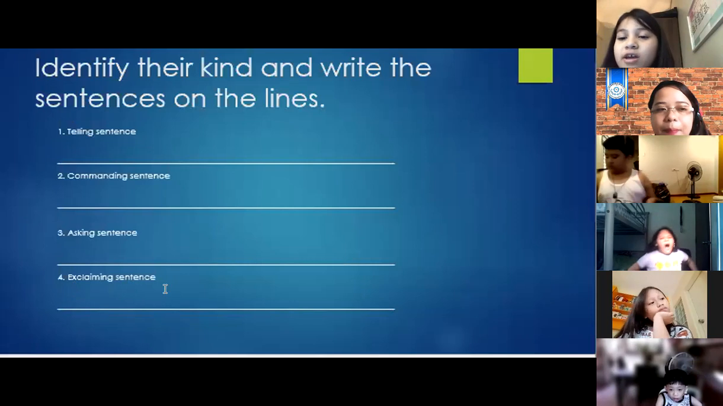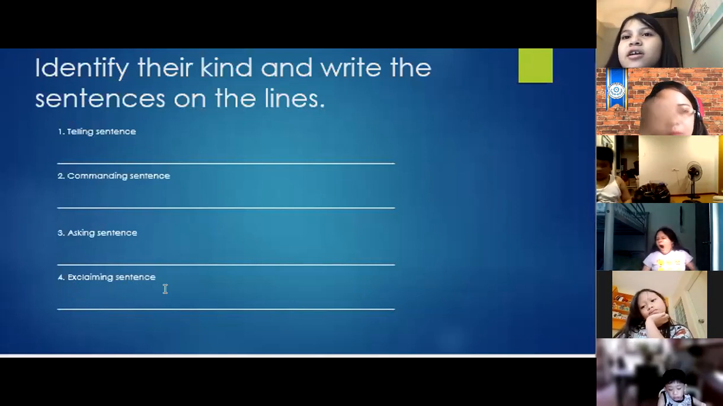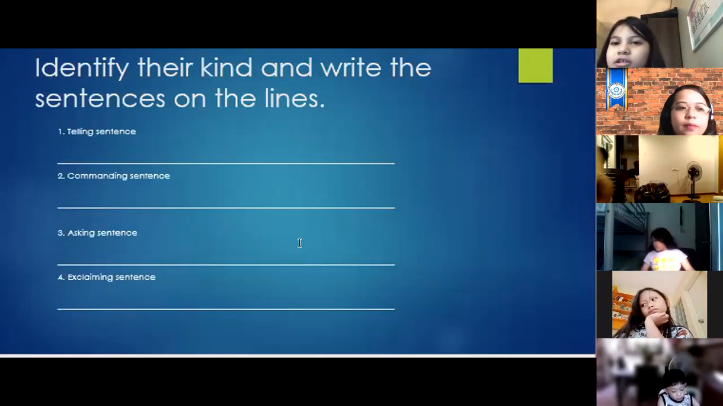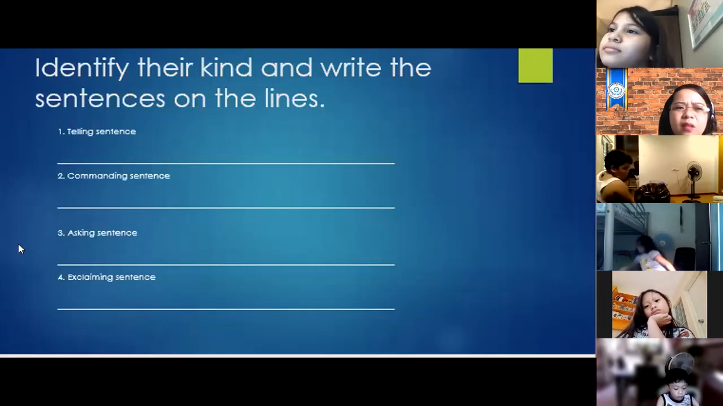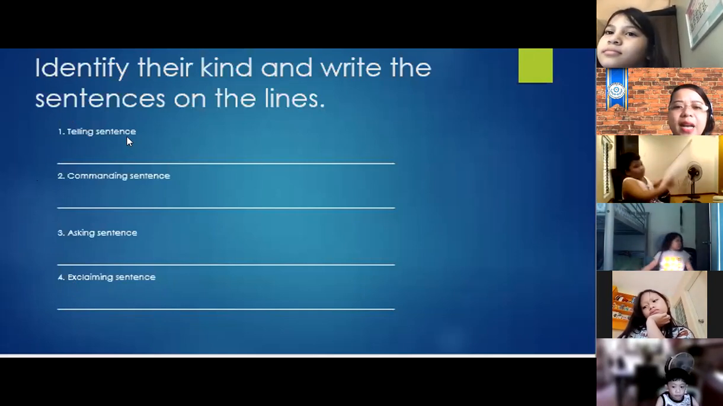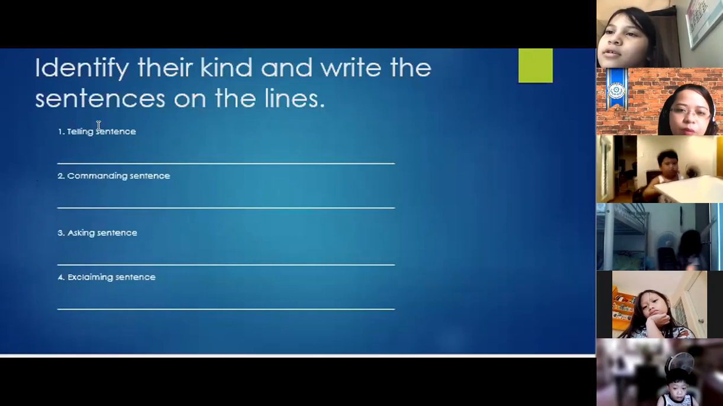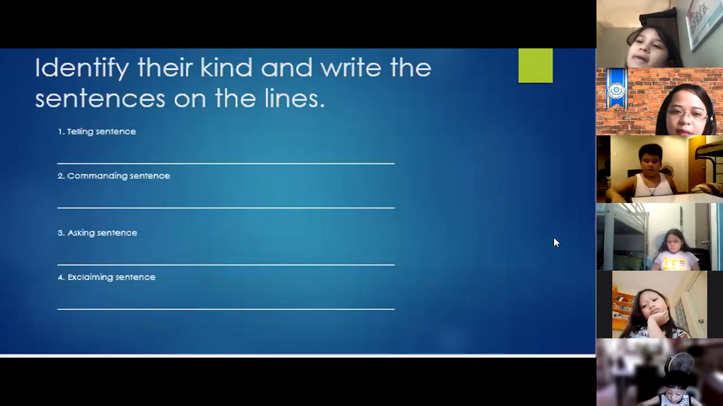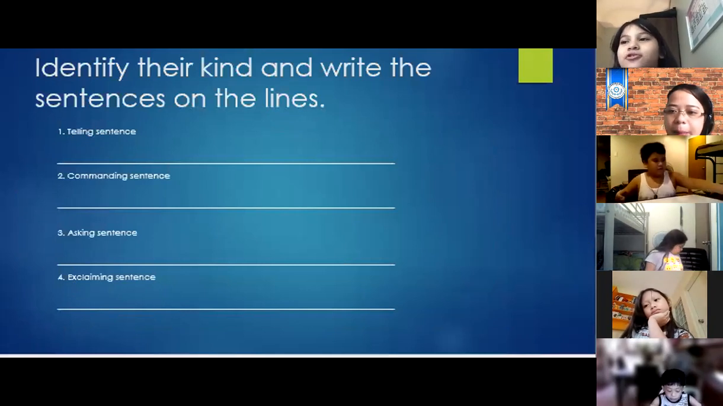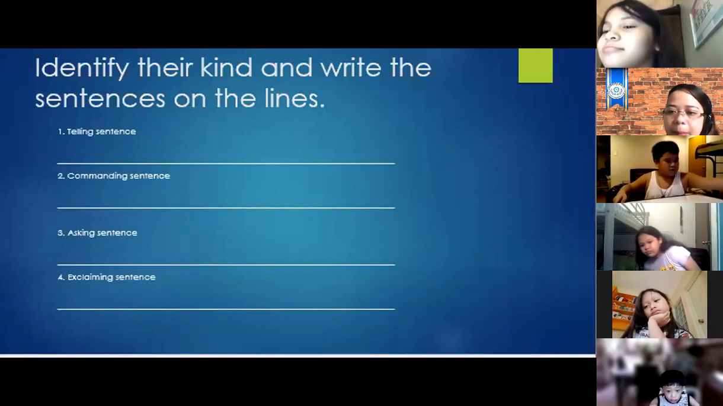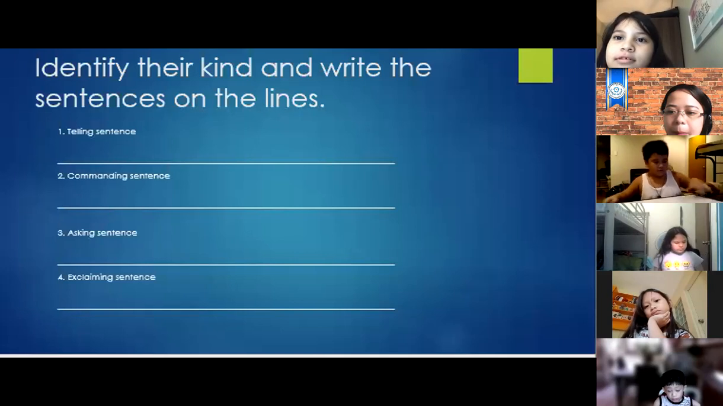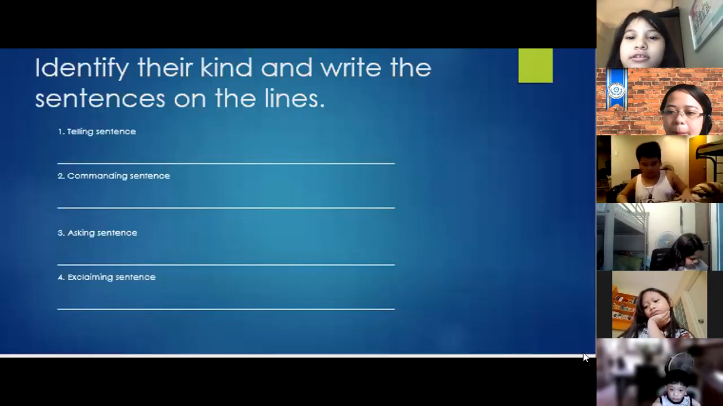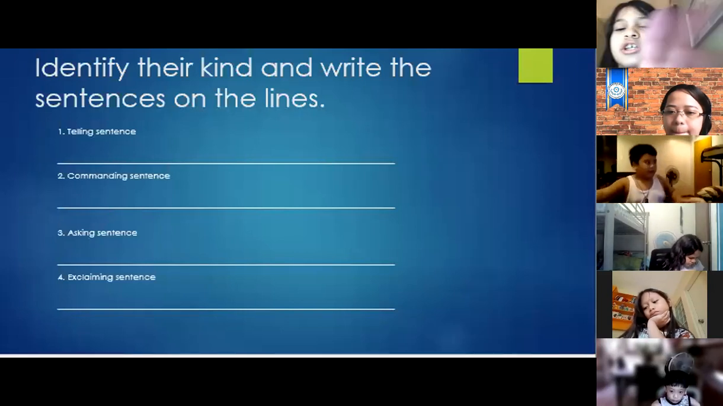So you write a sentence the same as the other sentences there. Make a sentence using the kinds of sentences. Okay. You should have said make first. I'm gonna use the chat box.